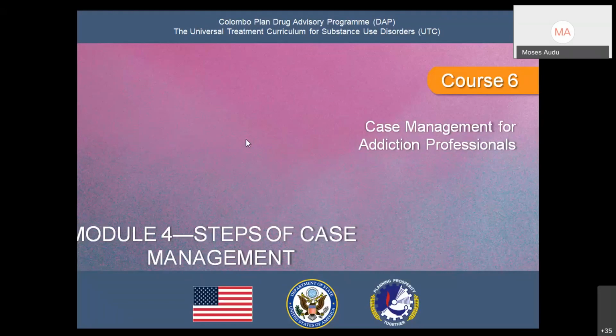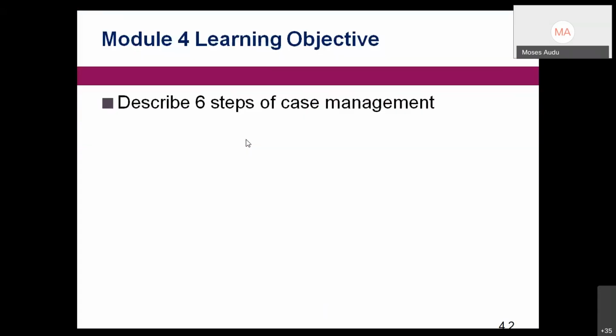We are going to, because this is module 4 now, steps of case management. It's a short one. These are the learning objectives for us. We describe the 6 steps of case management, but we're going to be looking at the resource pages and try to go through them as time permits.